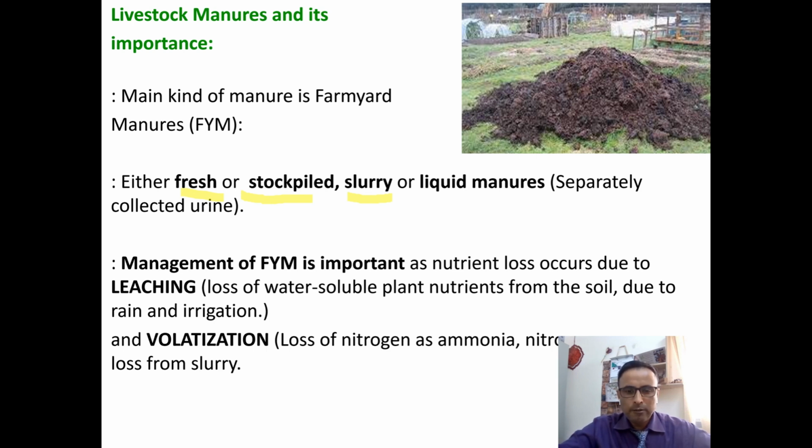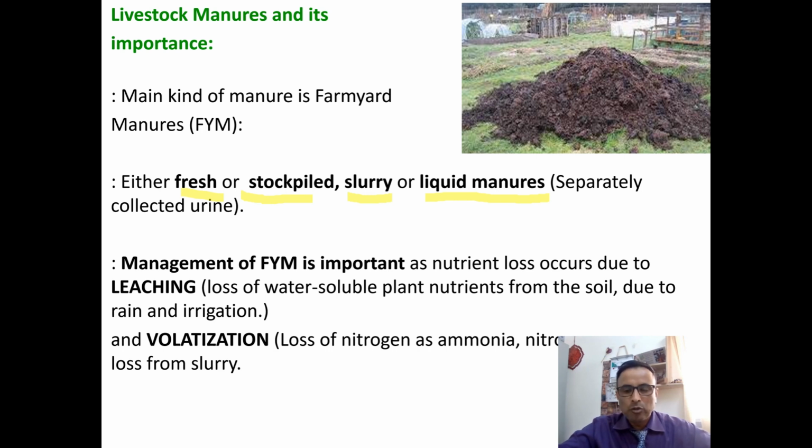Now, slurry is a liquid kind of manure in which urine is separately collected from the livestock, or urine is mixed with the cow dung or waste material of the livestock, and it can be used for a long-term purpose. Now, this stockpiled or fresh slurry is a source of nitrogen. Slurry as such, which is also called liquid manure, is the easiest way of applying nitrogen into a field.